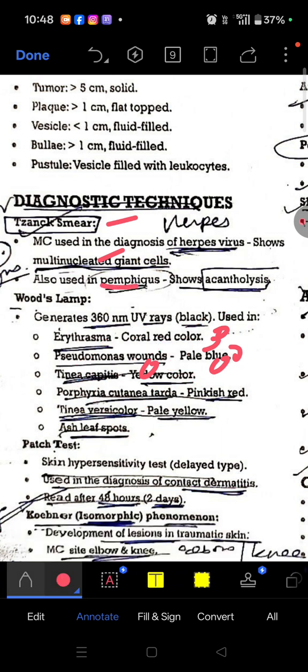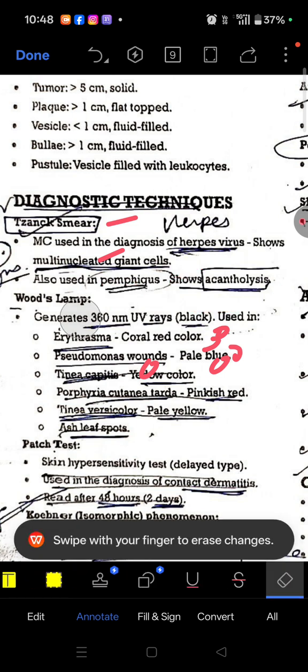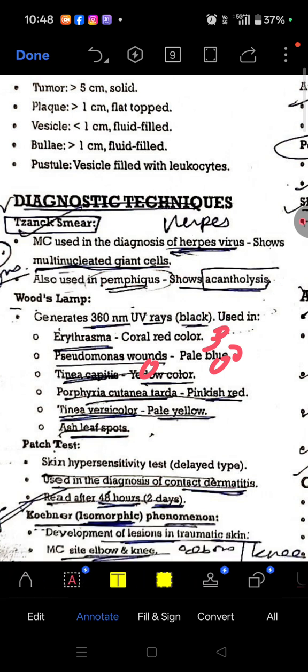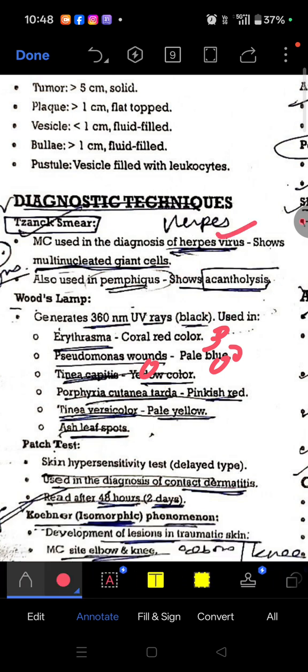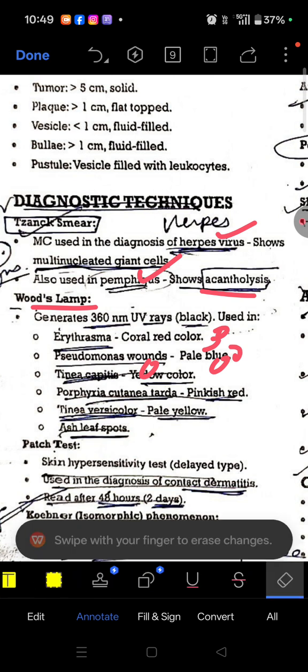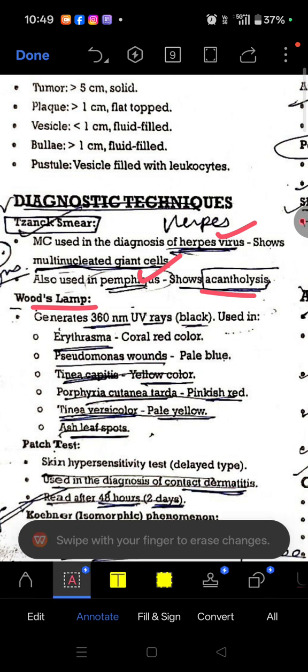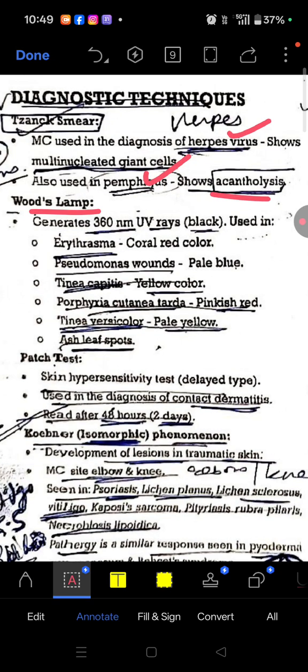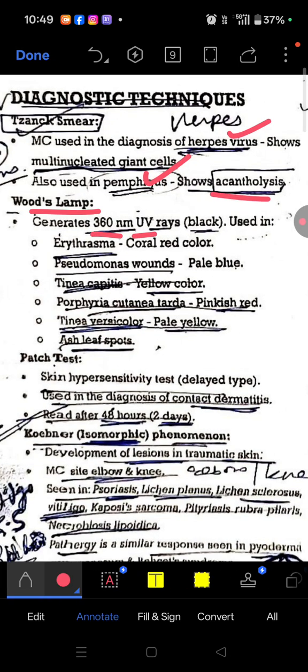It is also used in pemphigus, where it shows acantholysis. So Tzanck smear is used in 2 cases, herpes virus and pemphigus. Next, Wood's lamp. One question is asked from this particular topic. Wood's lamp generates 360 nanometer UV rays, black, and it is used in many skin diseases.